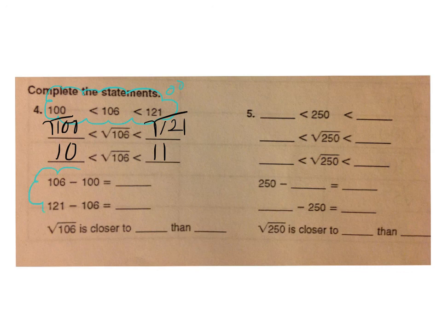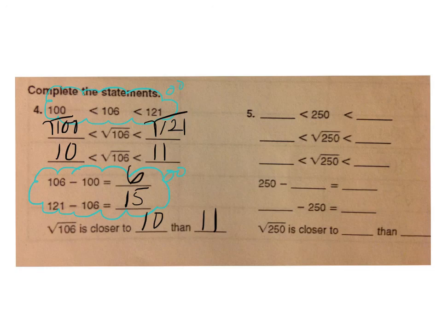So again, in your head, you can be thinking, alrighty, 106 minus 100, the difference between those two is 6. The difference between 121 and 106 is 15. So I must be closer to the square root of 100 than I am the square root of 121. So the square root of 106 is closer to 10 than it is to 11. Okay, see how we're narrowing this down.